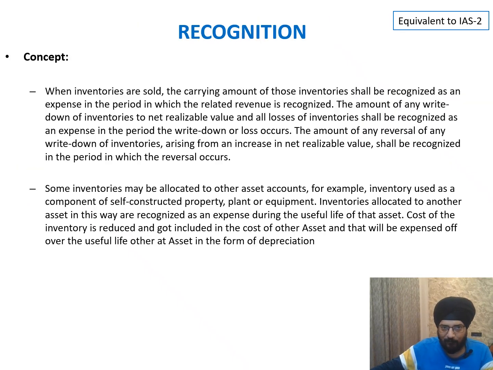Okay, so what about the recognition then? We'll quickly look at the recognition. When the inventories are sold, the carrying amount of those inventories shall be recognized as an expense in the period in which the related revenue is recognized. Matching principle. The amount of any write-down of inventory to net realizable value and all losses of inventory shall be recognized as an expense in the period the write-down or the loss occurs. The amount of any reversal of any write-down of inventory arising from an increase in the net realizable value shall be recognized in the period in which it occurs.